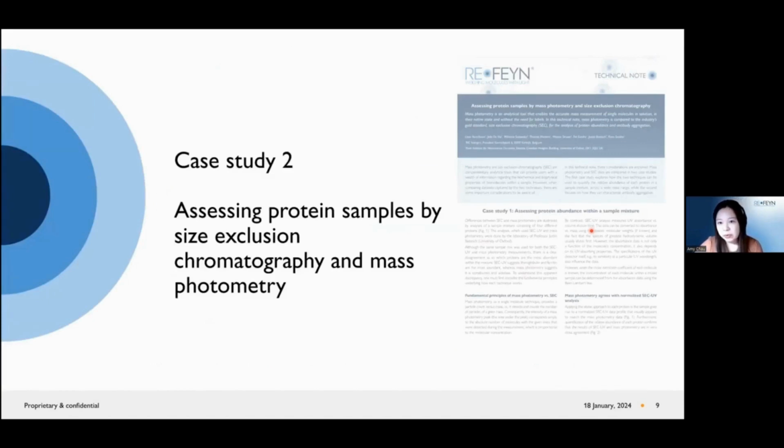And continuing with the point of aggregations, there are other techniques available that can be used for sample characterization workflows. So how does mass spectrometry compare or even complement these solutions? So in this second case study, I will present part of the information from this technical note on assessing protein samples by size-exclusion chromatography and mass spectrometry. This technical note is also available on our website and has a lot more detail than what I'll present in this presentation.